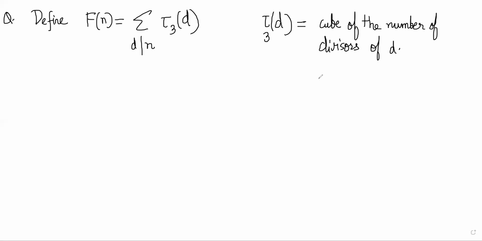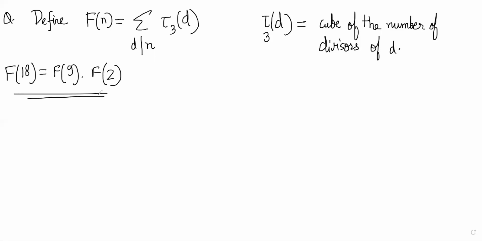And you have to again prove that F of 18 is equal to F of 9 into F of 2. This you have to prove. So you have to first understand what this capital F is and then figure it out.